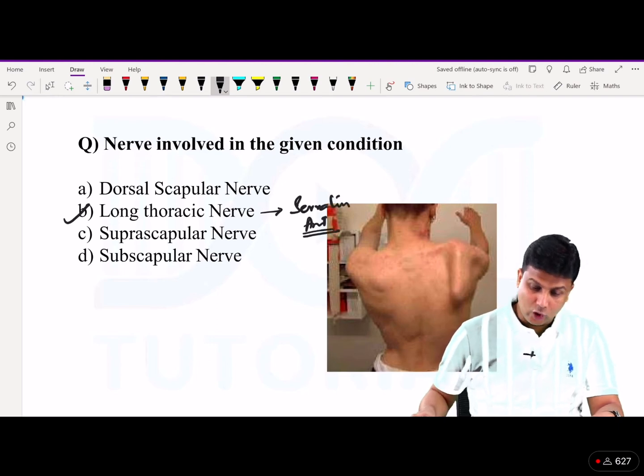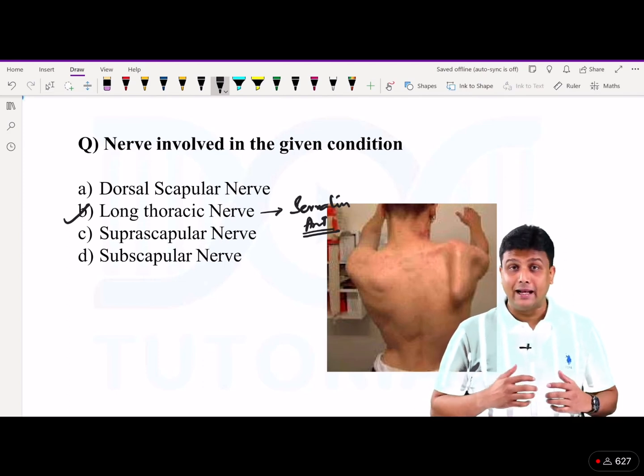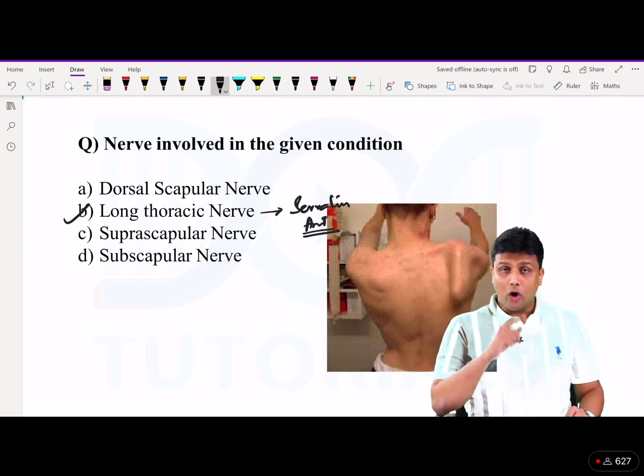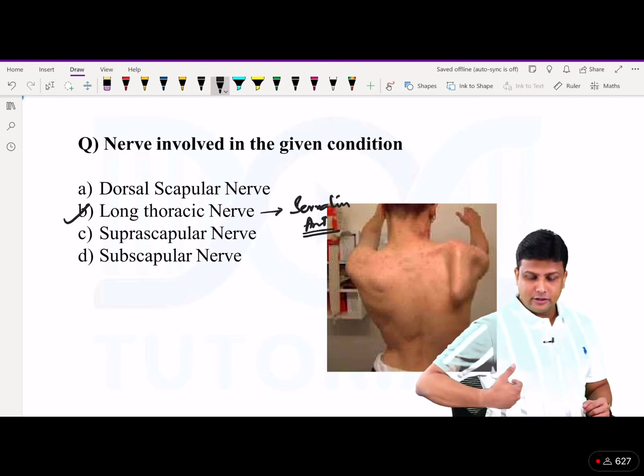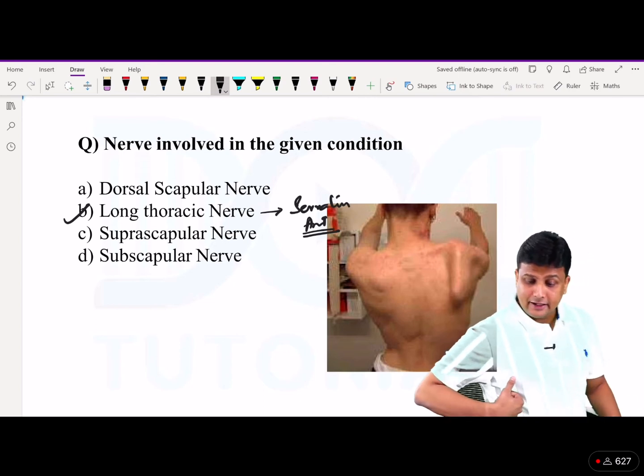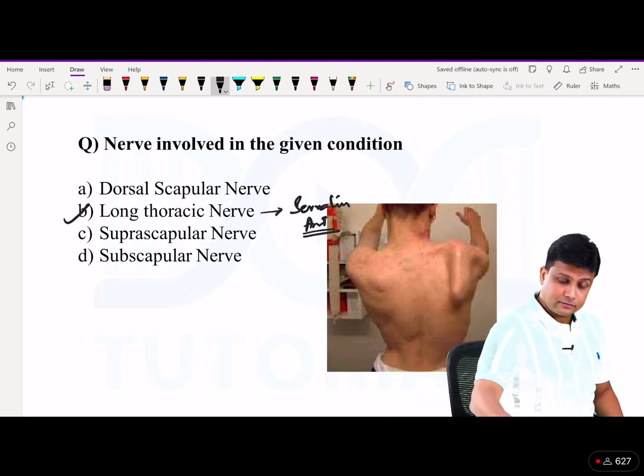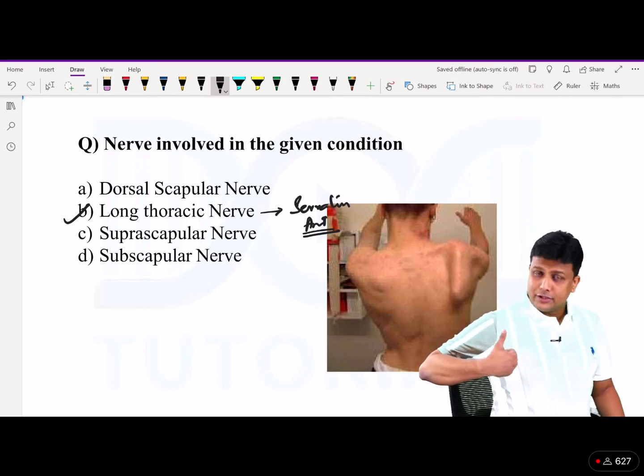Nerve to serratus anterior, or else it is also known as what, guys? Nerve of Bell. So the long thoracic nerve is supplying the serratus anterior muscle. Serratus anterior muscle will be attached to the upper 8 ribs, guys.